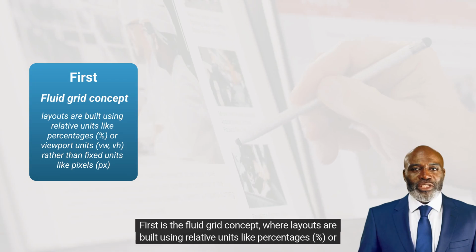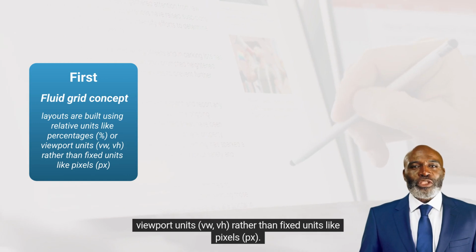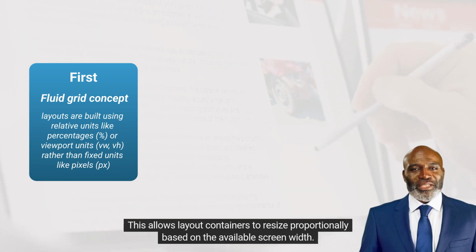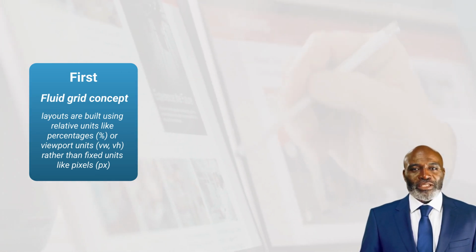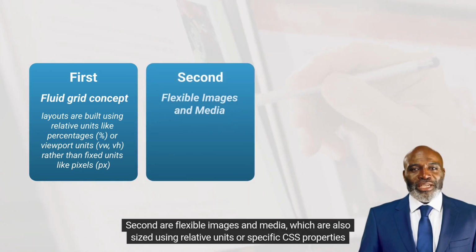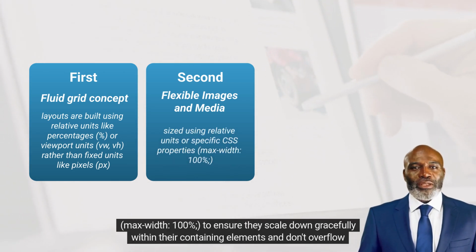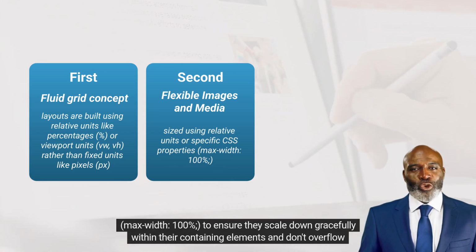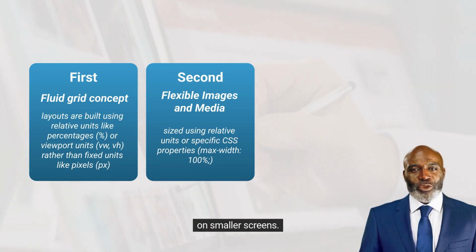The technical heart of RWD lies in three core components. First is the fluid grid concept, where layouts are built using relative units like percentages, percent, or viewport units, VW, VH, rather than fixed units like pixels, PX. This allows layout containers to resize proportionally based on the available screen width. Second are flexible images and media, which are also sized using relative units or specific CSS properties, max-width: 100%, to ensure they scale down gracefully within their containing elements and don't overflow on smaller screens.